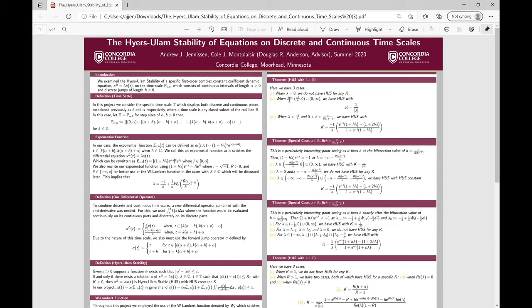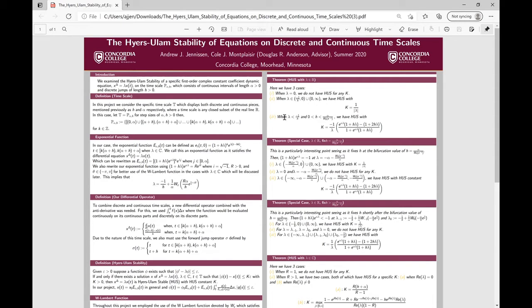So first, when lambda is equal to 0, we do not have Hyers-Ulam stability for any k, which was to be expected. And then when we take that lambda value from -1 over h, our step value, to infinity and exclude 0, we do actually come with Hyers-Ulam stability with a pretty good k value of 1 over absolute lambda.